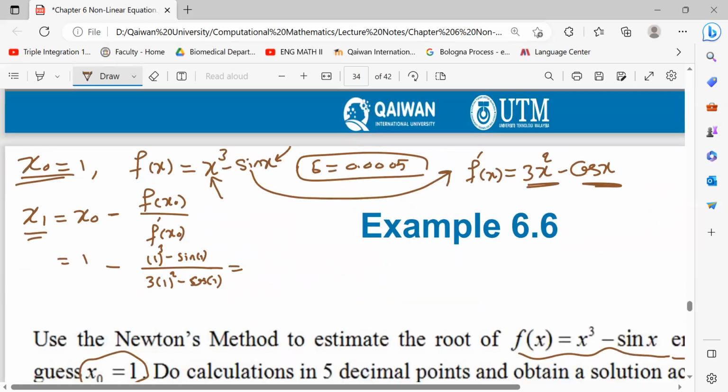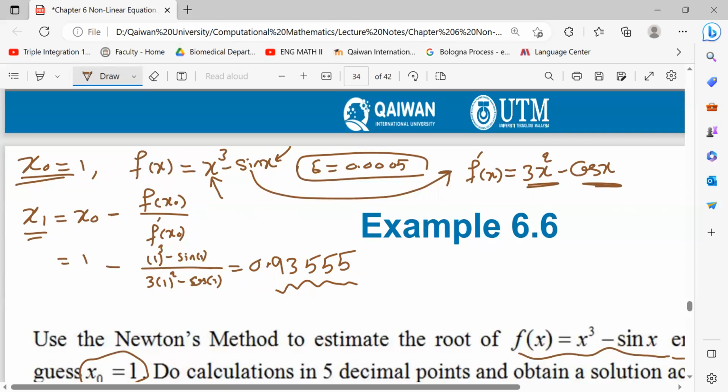This is 0.93. Okay. It says calculate to 5 decimal points. So we need to write down 5 decimal points. When you use the calculator, it gives you 8 decimal points. Okay. Just choose the first 5 ones. Okay. This is the first step.